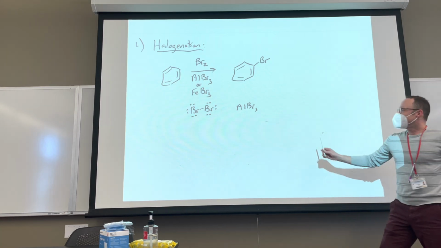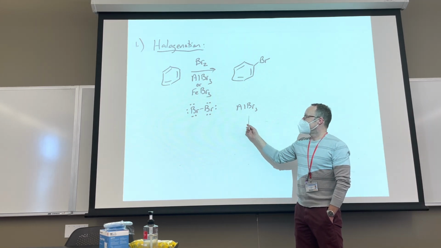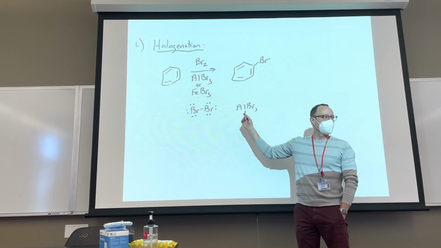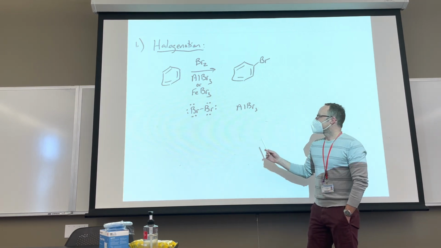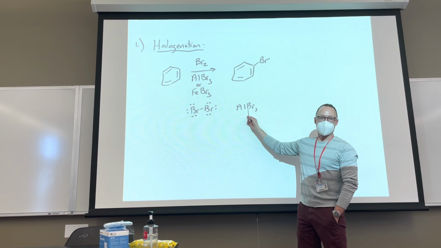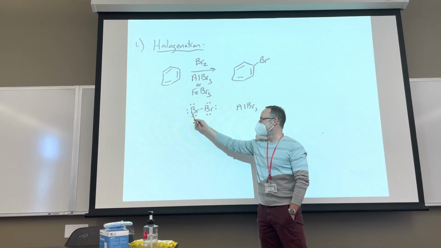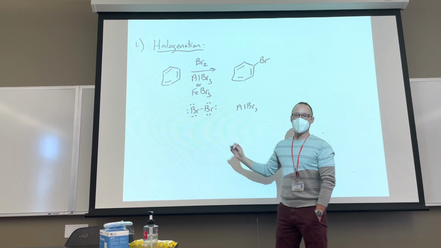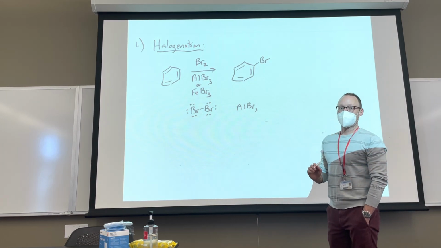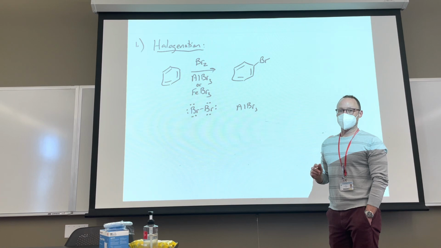Close. The Lewis acid is a lone pair acceptor. Okay? So this is looking for lone pair electrons. Well, you just happen to have a whole bunch of those on the bromine. You said it's a lone pair acceptor? Yeah, a lone pair acceptor.